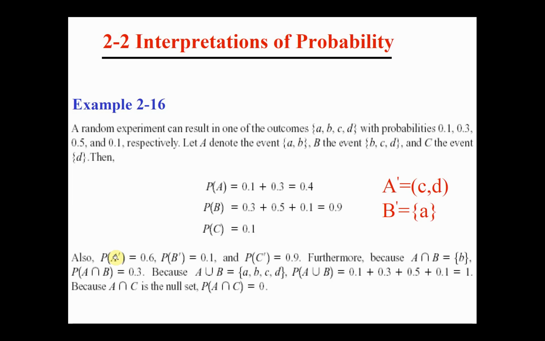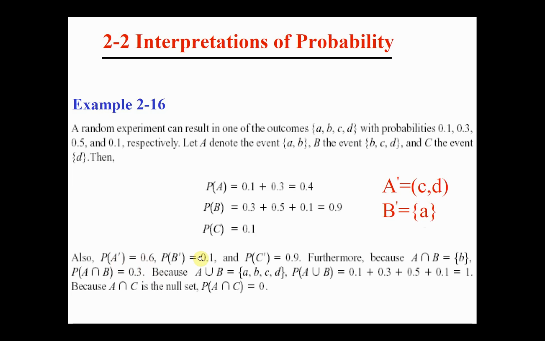We just obtained it from the basic principles. We obtained A complement first explicitly, and this comes from A because A complement means not in A. A complement means in the sample space, but not in A. So everything else is not a and b, so it is basically c and d, and the same thing can be done for B and for C as well. After we obtain those complement events, we can get the probability of A complement, which is 0.6. The probability of B complement is just the probability of little a, which is 0.1 here.